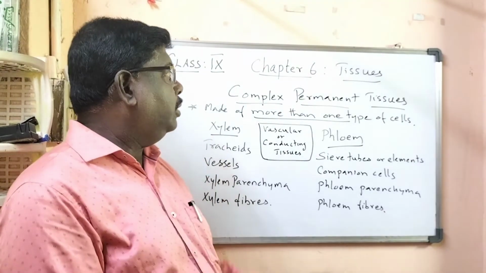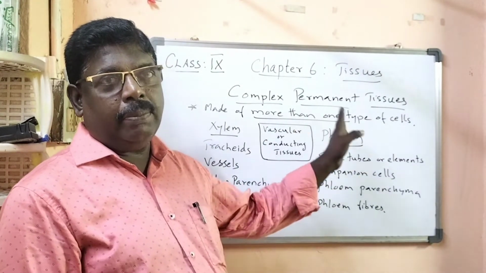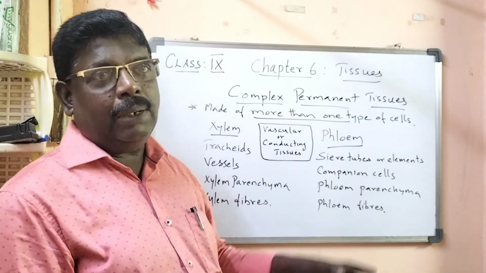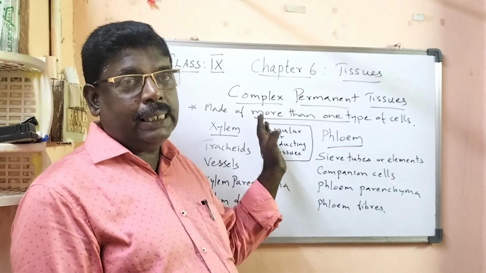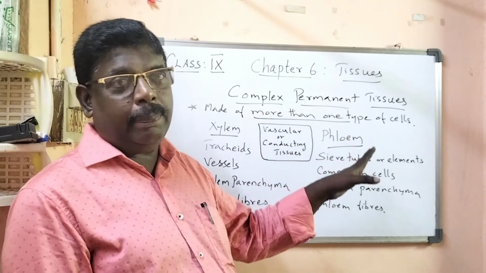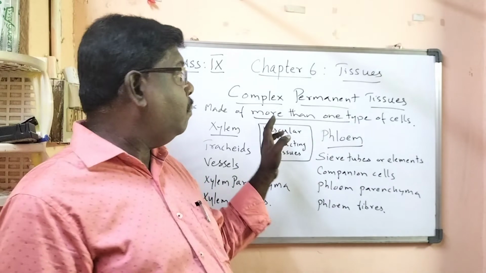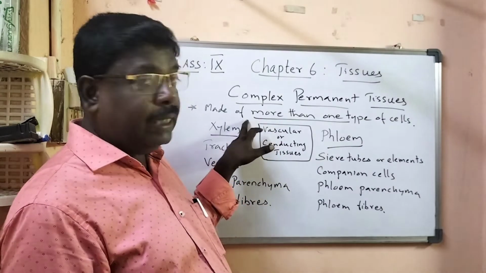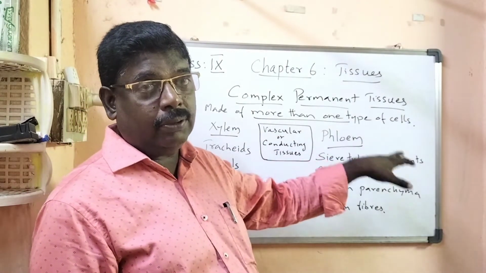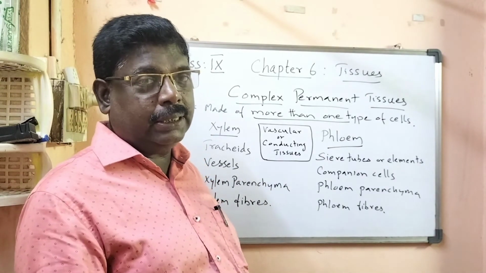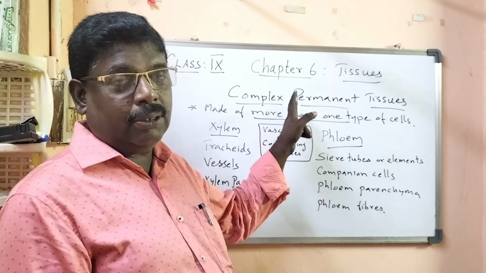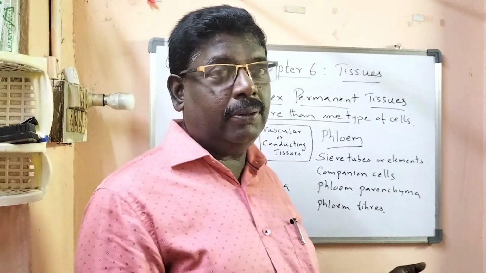Okay, next we'll see about complex permanent tissues. Under complex permanent tissues, first let me tell what you mean by complex. Already I told you. Complex means the tissues that have more than one type of cells. They are made up of more than one type of cells. Whereas in simple permanent tissues, they are made up of only one type of cells. Here, complex in the sense more than one type of cells.